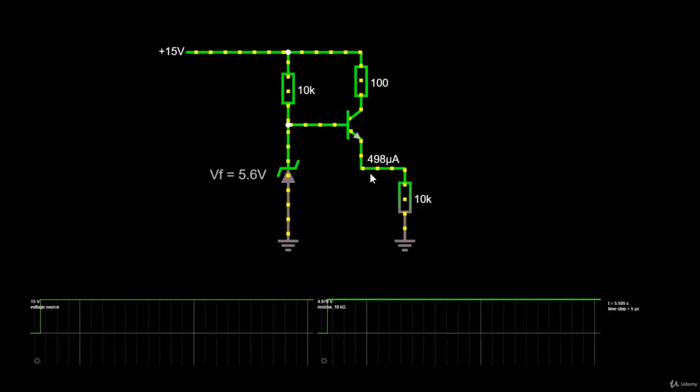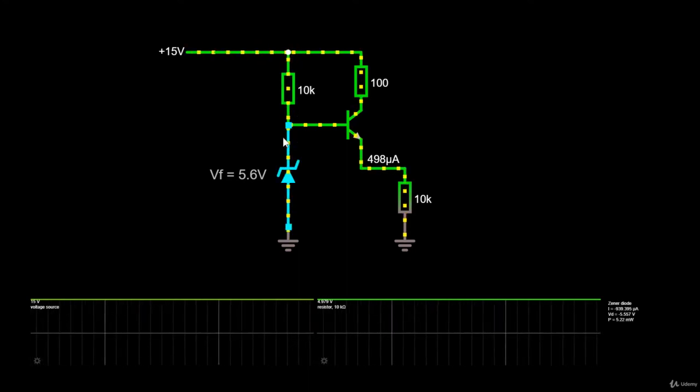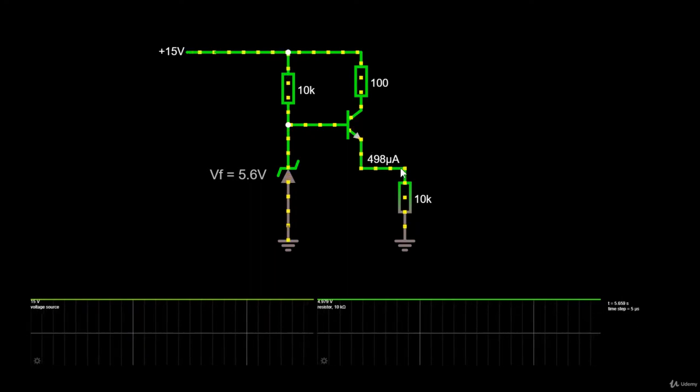So this circuit solves all the problems. The resistor value, as you can see, can be much higher, so it reduces the power dissipation of the Zener, also allowing a higher output current.